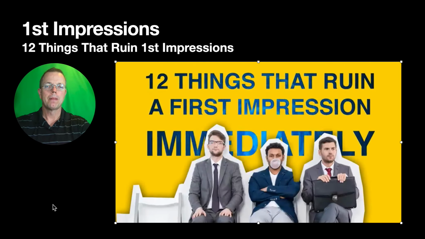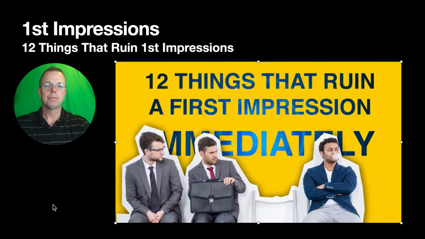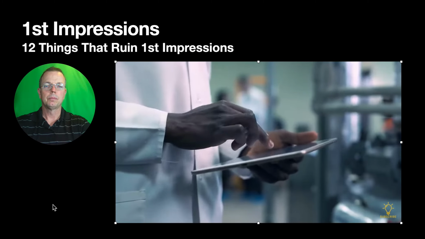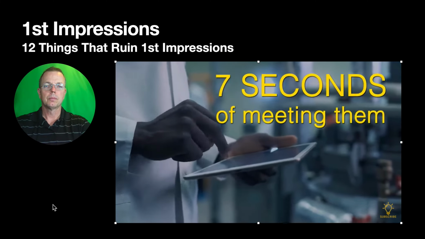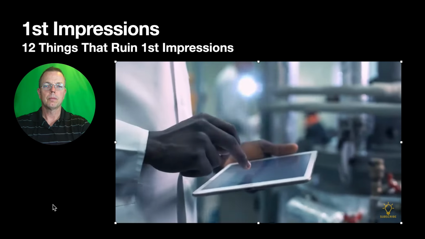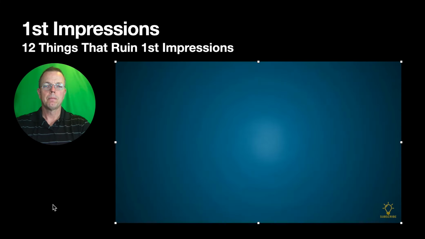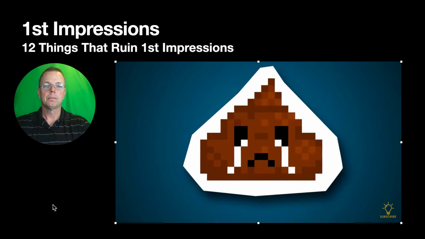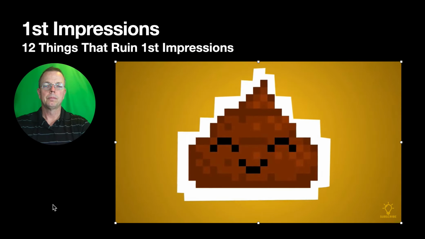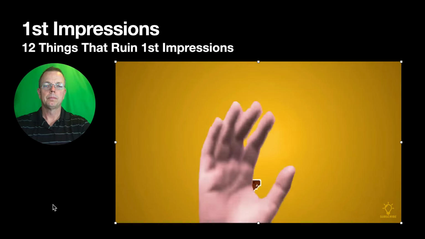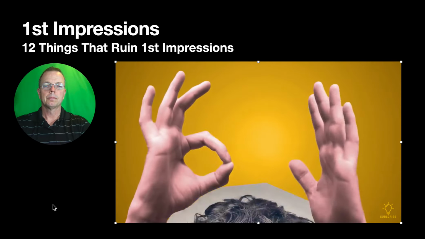12 things that ruin a first impression immediately. Scientists have proven that we form our first impression about someone within the first 7 seconds of meeting them. And there are definitely certain factors that can instantly make or break it. Are you ready to find out what you should and shouldn't do in order to leave a good first impression on other people? Then keep on watching.